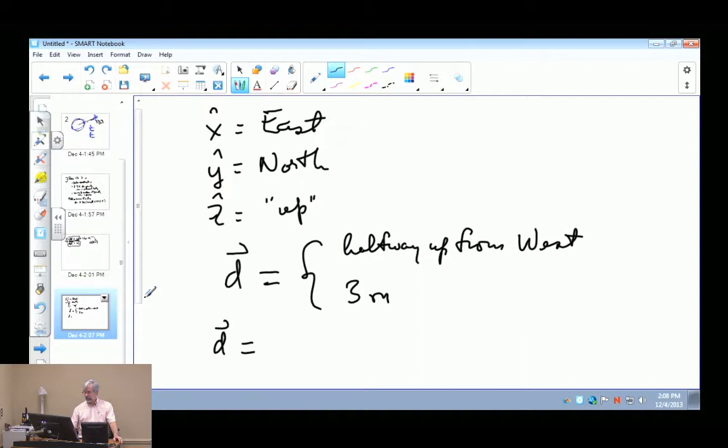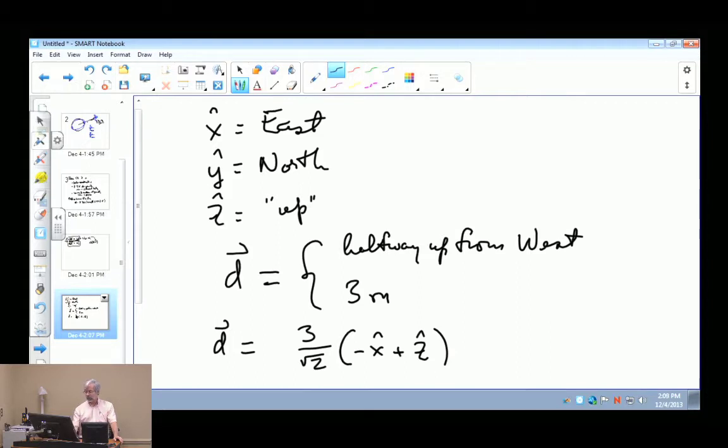Minus 3 over root 2 x hat plus 3 over root 2 z hat. See, right? So the direction looks right. It's an equal combination of up and west, west being the negative of east.